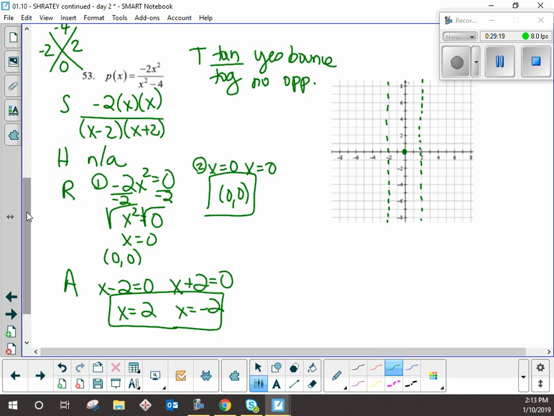E is for end behavior. That's my horizontal asymptote. I need the leading terms, but that's the original equation, okay, not your factored form. So my leading terms are these. I write them as a ratio and simplify. I'm going to get negative 2. So y equals negative 2.